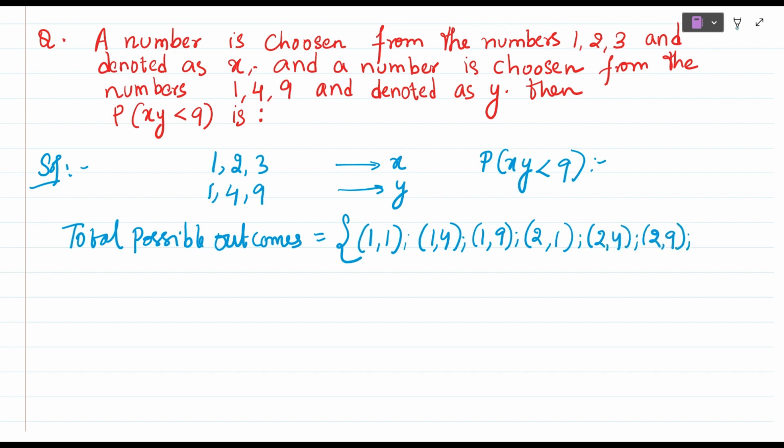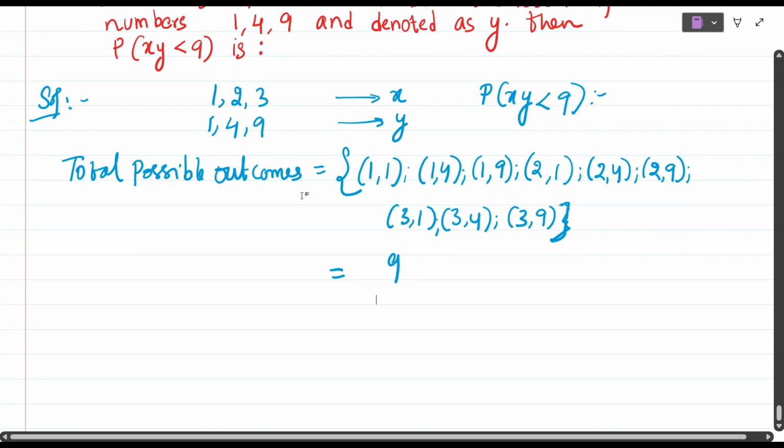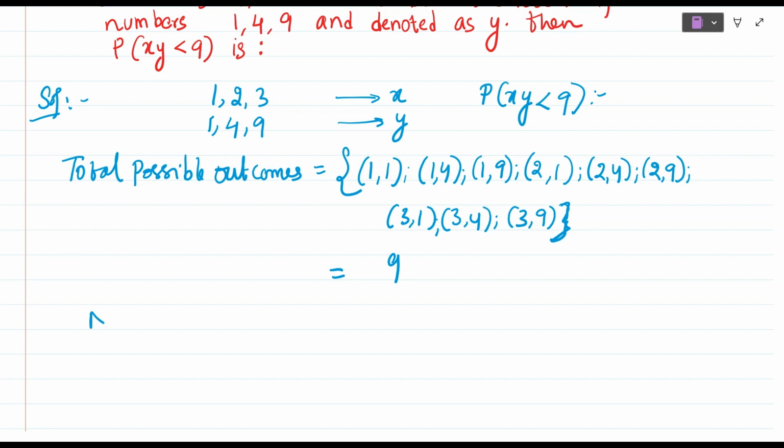So next 3 with 1, 3 with 4 and 3 with 9. So how many possibilities are there? Total possibilities, students: 1, 2, 3, 4, 5, 6, 7, 8, 9 are there. Now let us check the product. It should be less than 9. So the number of possible outcomes, what are they?